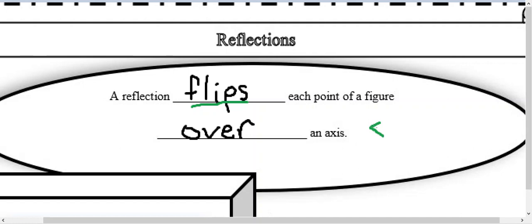So remember our axes: we have an x-axis, which is our horizontal axis, and we also have a y-axis, which is our vertical axis. So remember, if it says flip over the x, you're reflecting over the horizontal axis. If it says reflect over the y-axis, you're reflecting over the vertical axis.